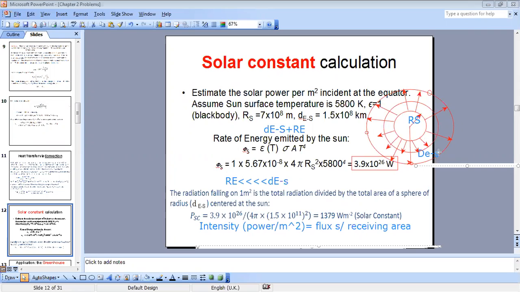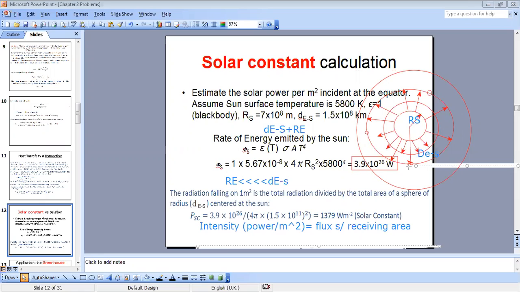So the farther you are from the sun, the lower the intensity will be, because you are dividing your flux into a larger area. And if you take objects that are farther than the Earth from the sun, the intensity there will also be smaller. So the maximum intensity will be, of course, at the sun level, and the farther you are from the sun, the smaller the intensity.